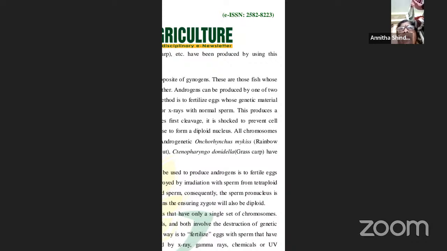It is totally damaged. So whatever chromosomes are present in the sperms will be from the father only. Yes or no? So it will result in what? Androgens or gynogens? It will result in androgens. Did you understand the logic here? Yes or no?